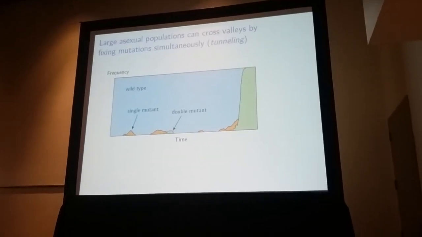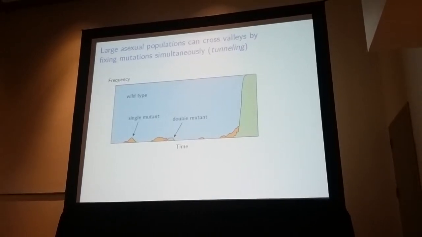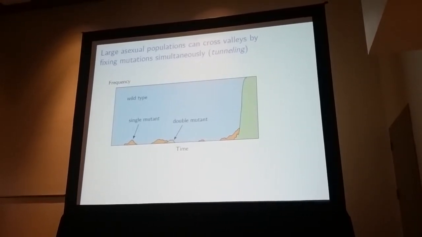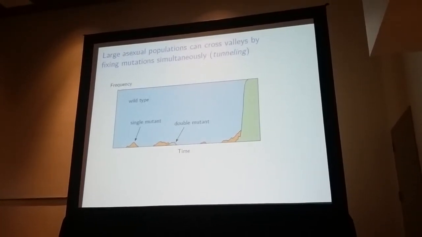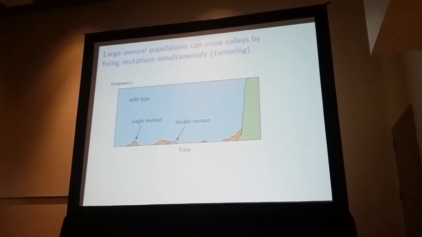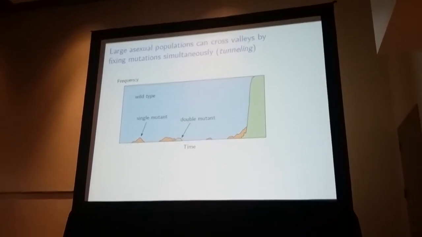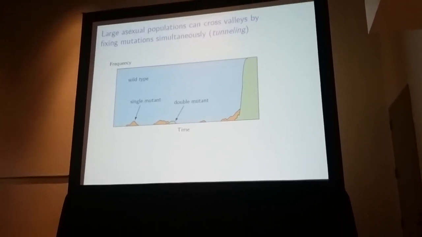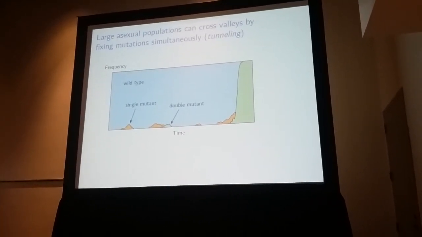However, large asexual populations can cross valleys by fixing the mutations simultaneously in a process that's called tunneling. The tunneling process I've illustrated here is showing repeatedly single mutants entering the population, most of them die out. Eventually we get a single mutant lineage that survives and produces a double mutant that establishes and sweeps to fixation. And now both mutations can spread simultaneously instead of having to fix individually. And critically, if the population is asexual or if the mutations are closely genetically linked, such as in the same gene, then we don't have to worry about recombination breaking up these mutations.